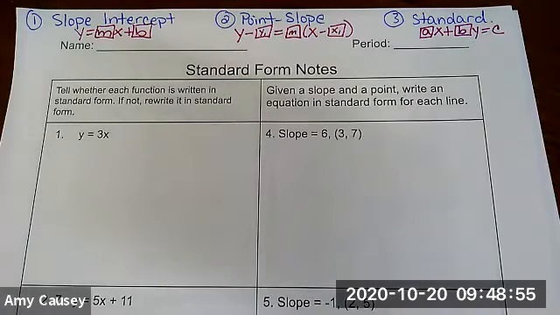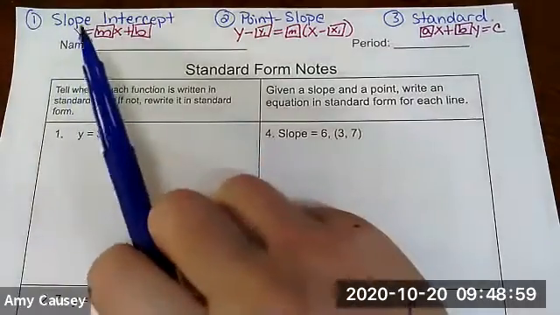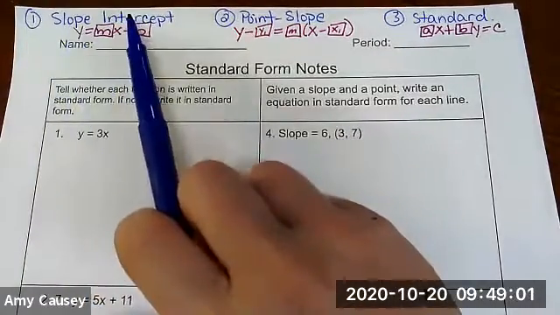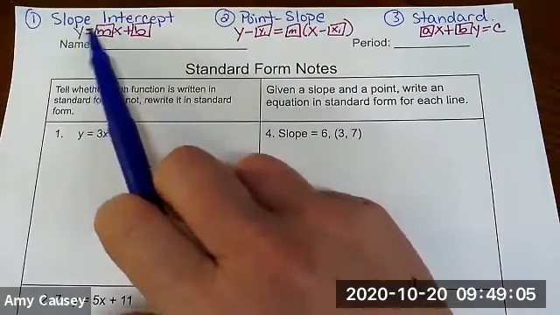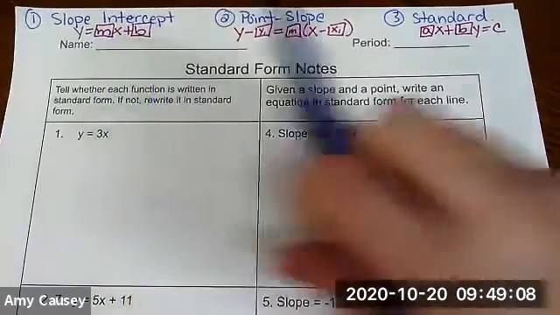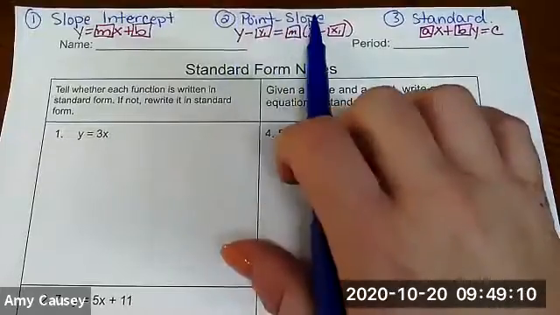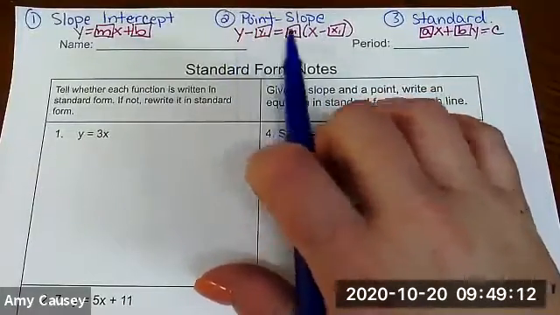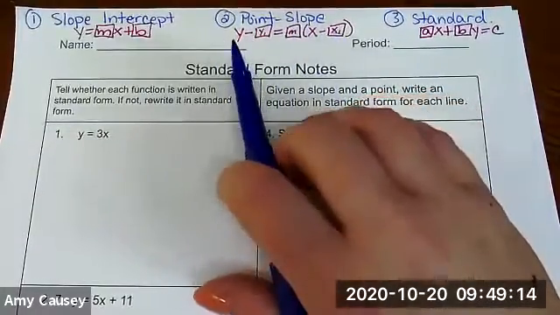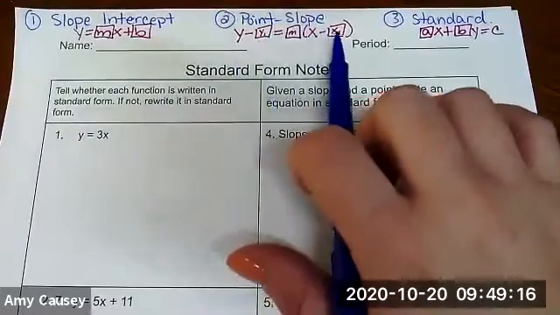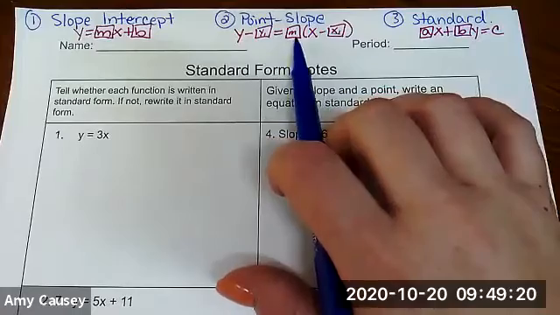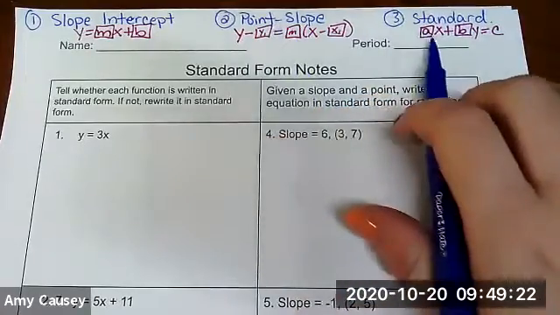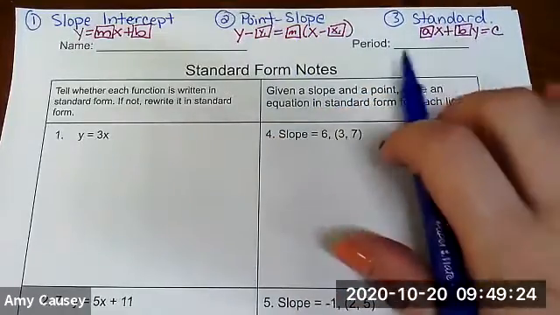These are going to be your notes before the practice today on standard form. So far we have covered slope-intercept form, which is y equals mx plus b, where you replace the slope and the y-intercept. We've also covered point slope, which is this long form, but it's essentially your point, x and y, and then your slope in the middle.